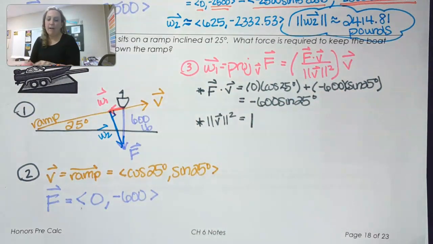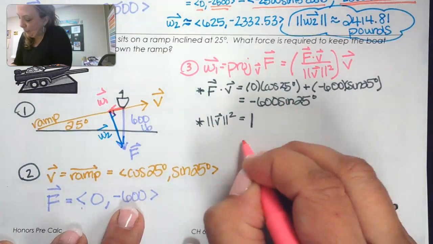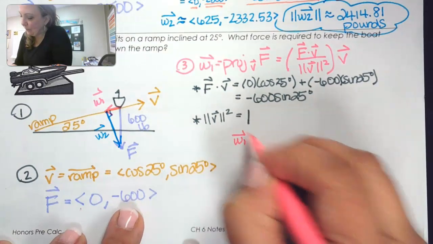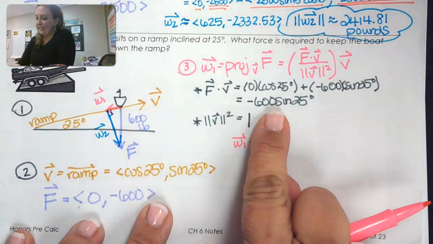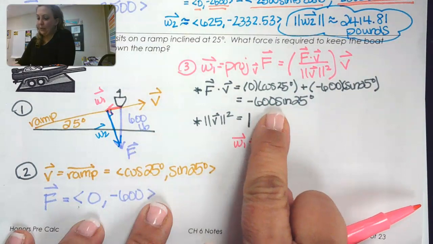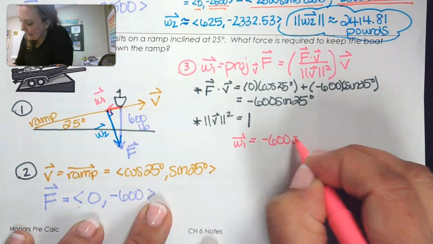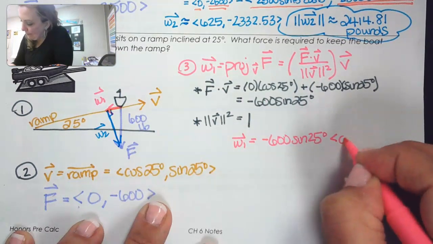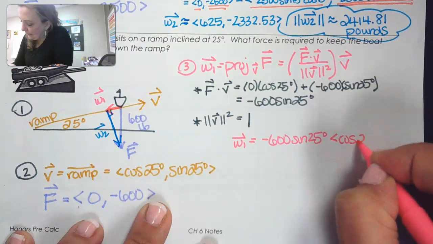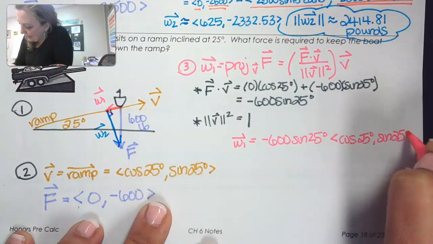Okay. So essentially, to find W1, and I can use more room here since that's all I'm finding, I'm going to take negative 600 sine of 25 degrees over 1, or just negative 600 times the sine of 25 degrees. And then I'm going to multiply that by vector V, cosine 25 degrees, sine of 25 degrees.